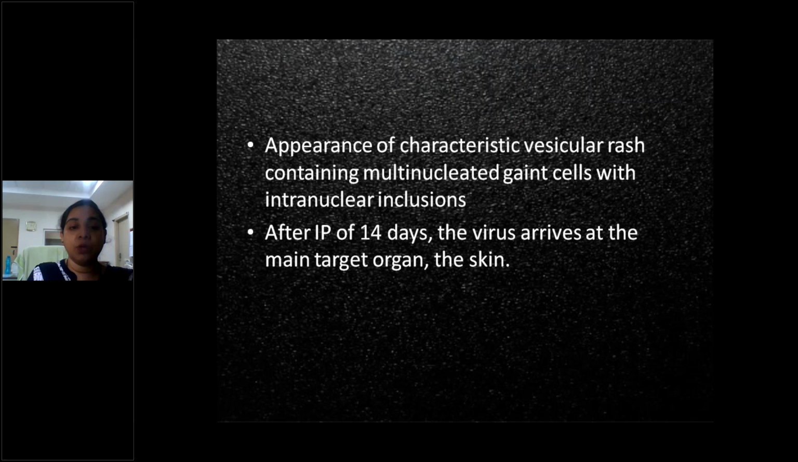After an incubation period of about 14 days, the virus arrives at the main site, the skin. Where do the lesions appear? On the skin, right? After infecting the blood and causing primary viremia, rashes appear after 14 days.